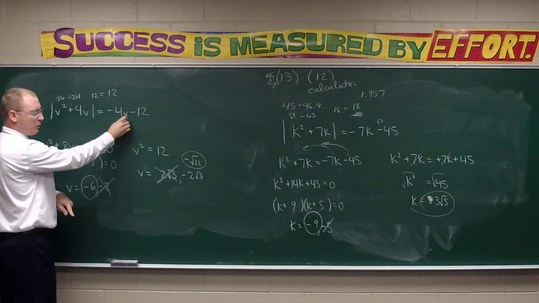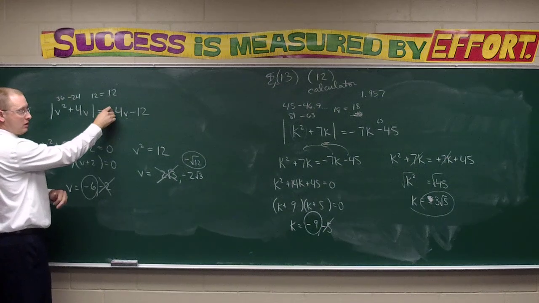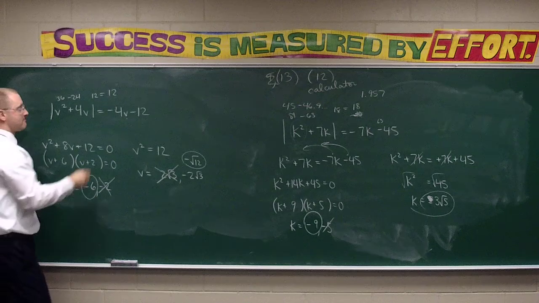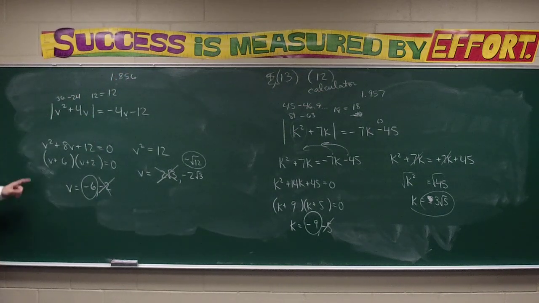Negative 3.46 times negative 4 is 13.85. Now subtract 12 from that. 1.856. Someone corroborate his story? Yeah. All right. Now let's come over here.